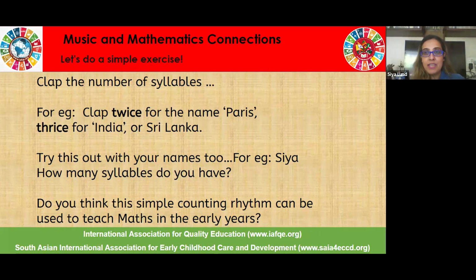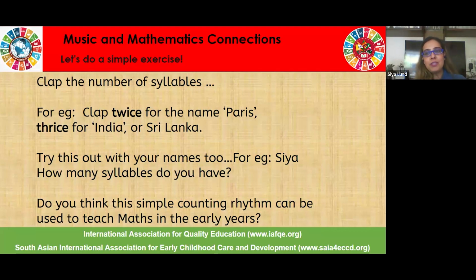In the same way, I'm going to clap 3 times for India, because when I say India, I can hear 3 main big sounds, right? So I'm going to say India. Can you try that? In the same way, when I say Sri Lanka, I again hear 3 sounds. So I'm again going to clap thrice. So it's going to be Sri Lanka.